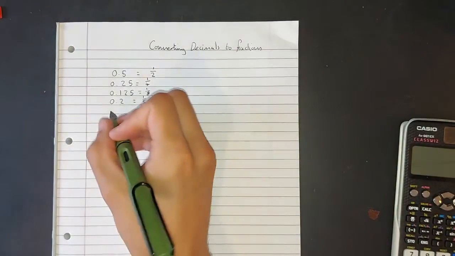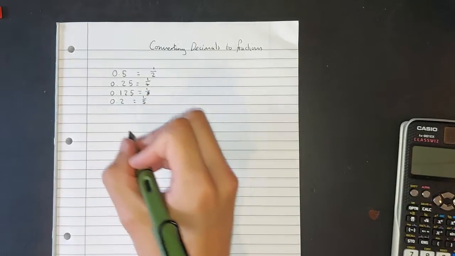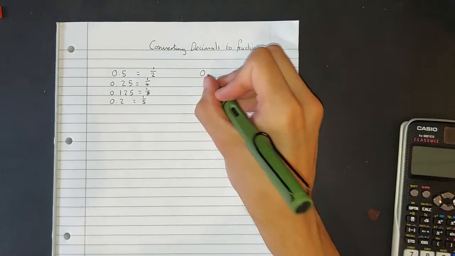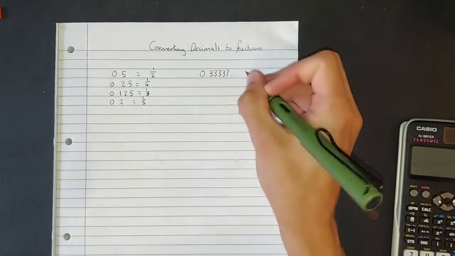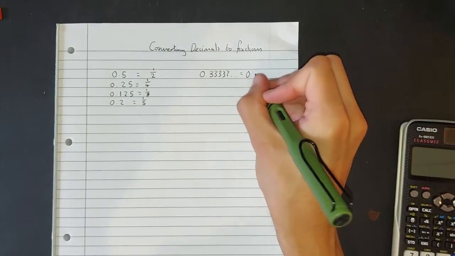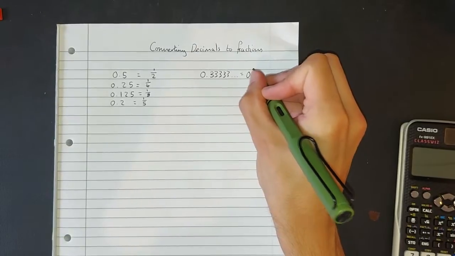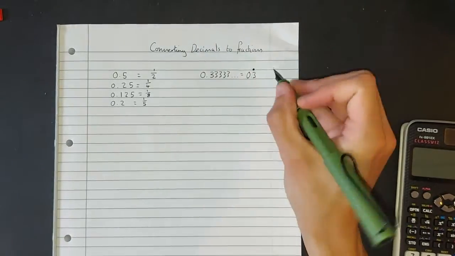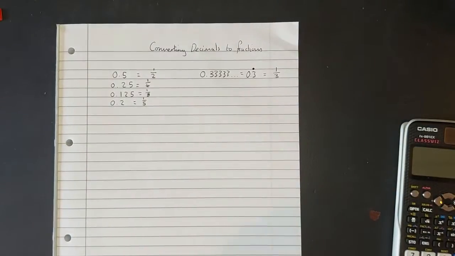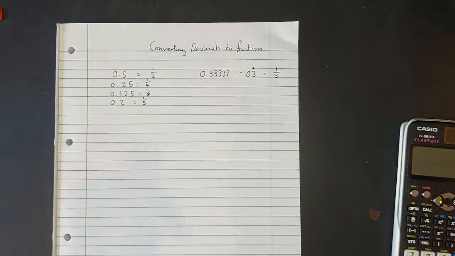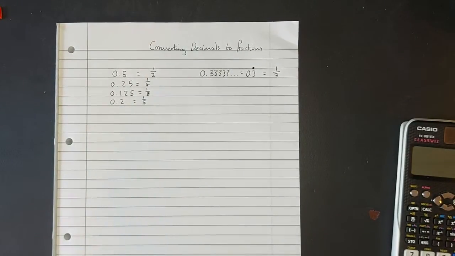And then the last one, we're going to have to introduce a little bit of notation here. 0.33333 going on forever can also be written like this, 0.3 with a dot above it, that's 0.3 recurring, which is equal to 1/3. These are ones that you need to have memorized. You need to be able to instantly recall 0.5 as a half, 0.25 as a quarter, etc. So what about when we have less nice numbers? Let's have a quick look.